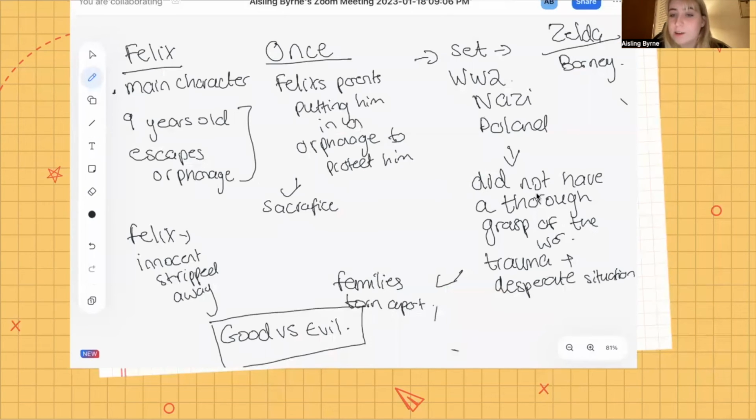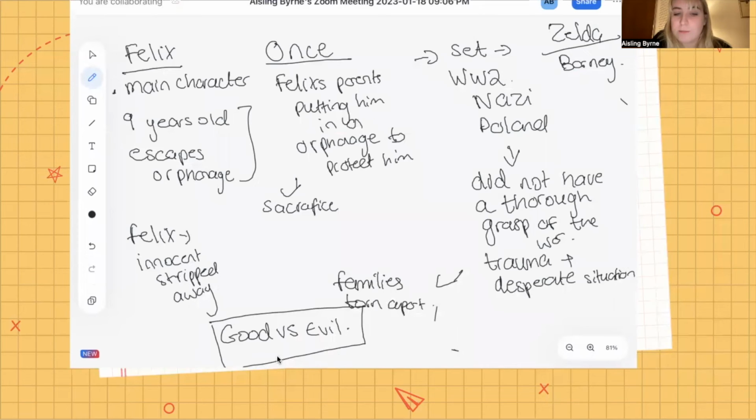Just start off, I said I did not have a thorough grasp of the war and trauma and desperate situations. So we just didn't have that understanding of how people react in these situations when your whole life is thrown apart because of a war, or because you're being persecuted, or anything terrible like that is happening to you. So it's mentioning themes like sacrifice, families being torn apart. Felix here, his innocence is being stripped away.